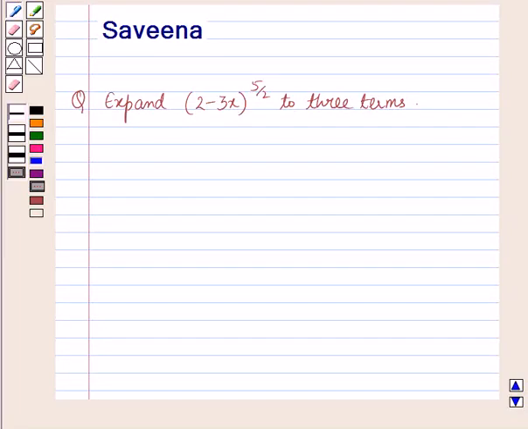In this session, we will discuss a question which says: expand (2 minus 3x) whole raised to power 5 by 2 to 3 terms.